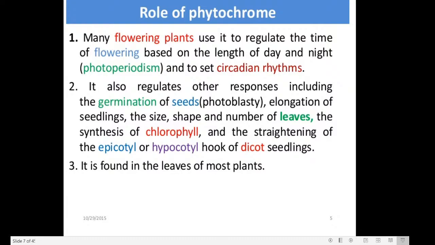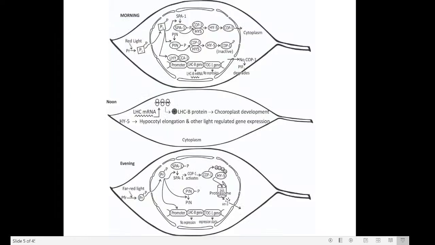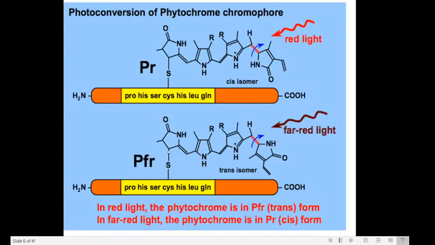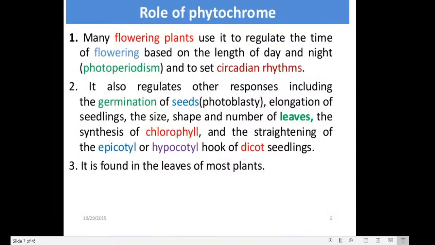Then the elongation of the seedlings, and the size, shape and number of leaves, all happen due to this phytochrome activity. Then the strengthening of the epicotyl and hypocotyl also depends on phytochrome. So in this image they mentioned, right, the hypocotyl elongation also happens due to the phytochromes. These are all the main roles.